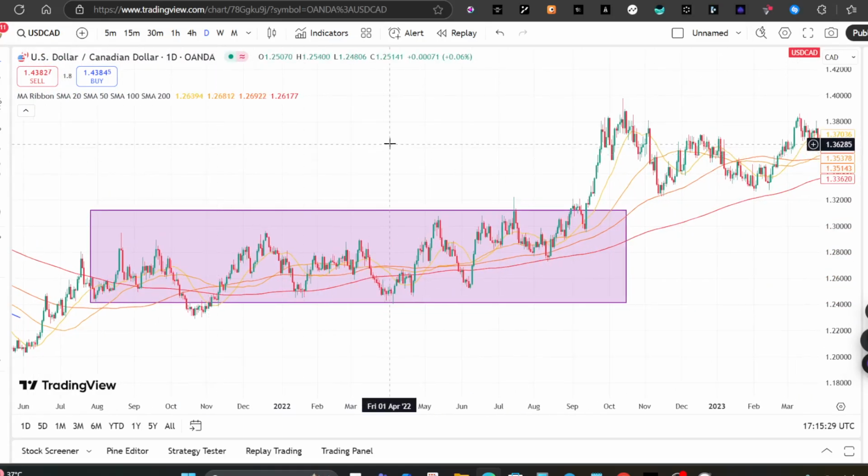Also, use multiple time frames. Check how the ribbon is behaving on different time frames. If you're trading on the 1 hour chart, see if the trend is aligned on the daily chart as well for stronger confirmation. Also, be patient for crossovers.